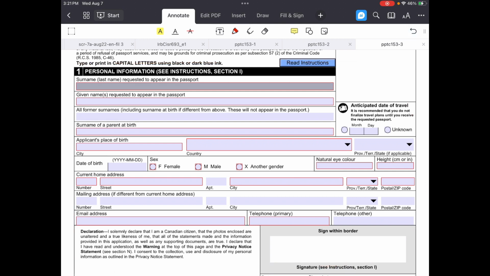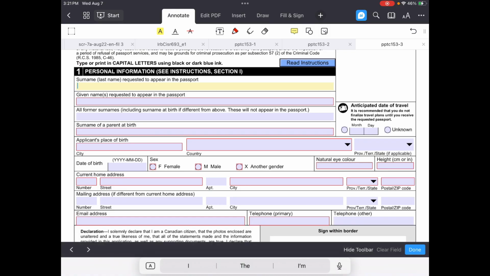It's asking about your family name. I am going to use all capital letters. I just want to make sure that there will not be any confusion when I'm actually sending the application. So I am going to use all capital letters and I highly recommend you do so as well. First question, family name, and then the second question is asking for your name.